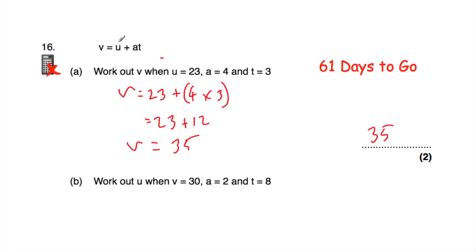And just to go through that again, U is equal to 23, A is equal to 4, and T is equal to 3. We have to do 4 times 3 is equal to 12, and 23 plus 12 is equal to 35.